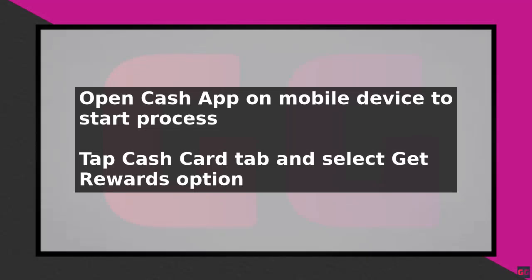To buy an Amazon gift card with Cash App, start by opening the Cash App on your mobile device. Tap on the Cash Card tab at the bottom of the screen. Then select the Get Rewards option.